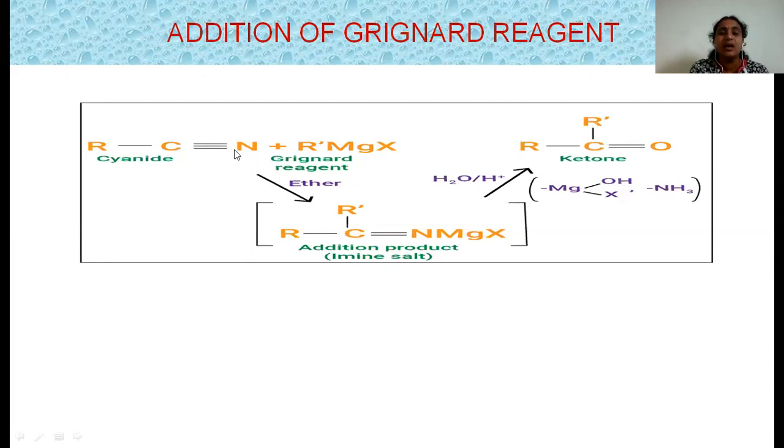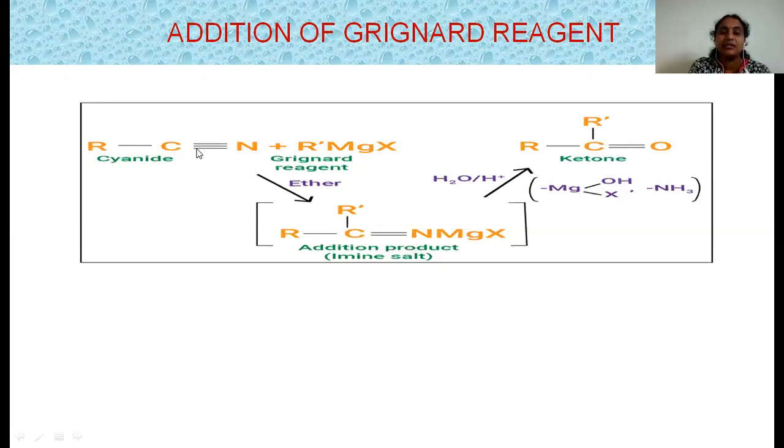So when the alkyl cyanide reacts with the Grignard reagent, R exists as a minus charge and the carbon has the plus charge, hence this minus and plus charge make the bond. Similarly, nitrogen has the minus charge, whereas MgX has the plus charge, so this minus and plus charge make the bond. Finally, it produces the imine salt.